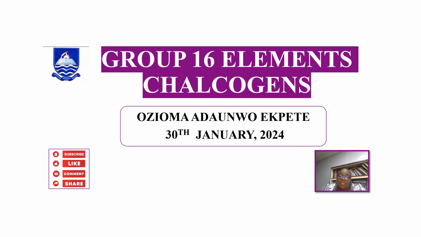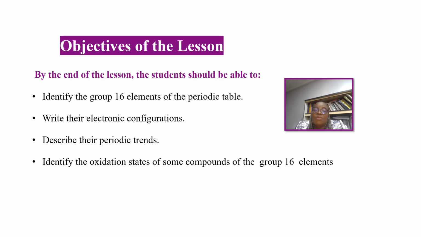In our previous lesson, we were talking about the group 15 elements, and today we will study group 16 elements containing oxygen, sulfur, selenium, tellurium, and polonium. Their name was derived from the Greek name for copper, since most of the copper ores contain members of this group.